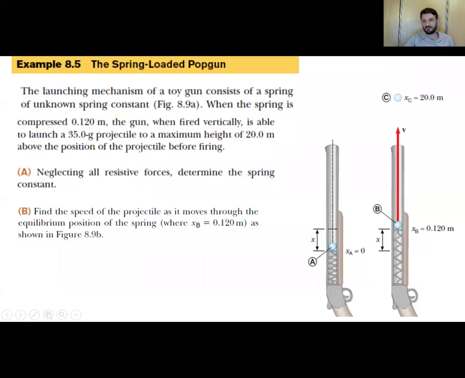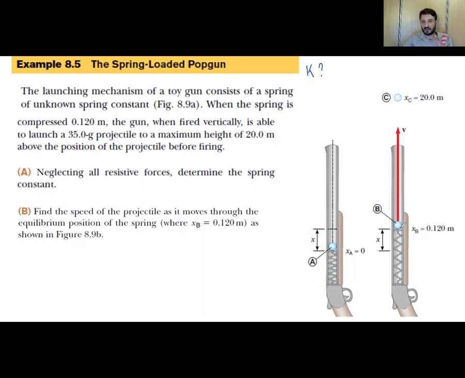Example 8.5, page 227. The launching mechanism of a toy gun consists of a spring of unknown spring constant. We have a toy gun where we have a spring inside with an unknown spring constant. K is unknown.